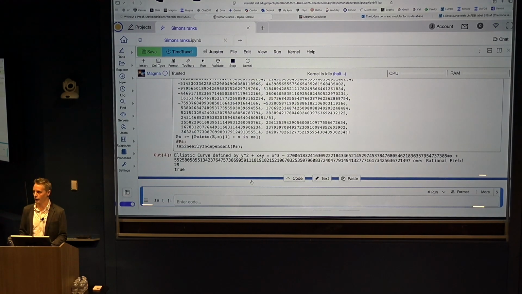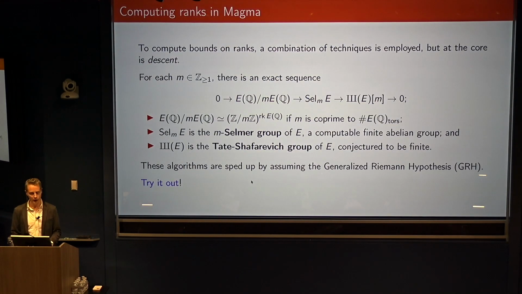I hope I've convinced you or helped you to understand what the complexity of the topic is. We are interested in ranks. We have a proxy for them in the Selmer group. We believe that the error term, the Tate-Shafarevich group, is finite, but we're not able to resolve that in theory or in practice for large enough examples.